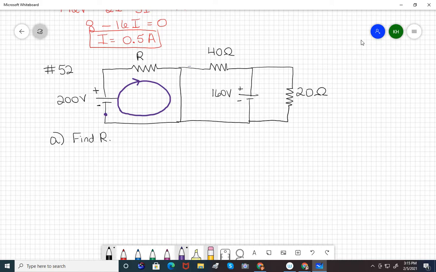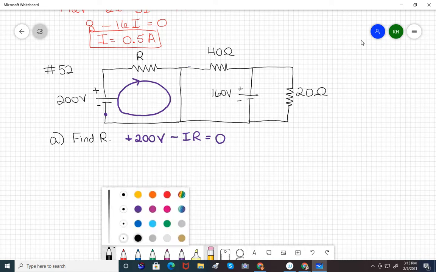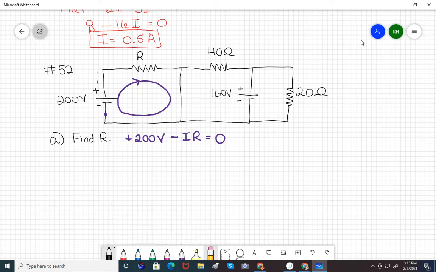I always like to start right here. So I go through the battery, I gain 200. I go through this resistor, and I lose IR. Oh, that looks like I have 2 things I don't know, and that's because I forgot to fill in one piece of information. They tell us that the current leaving the battery here, we can call that current 1, is 10 amps. That was given.